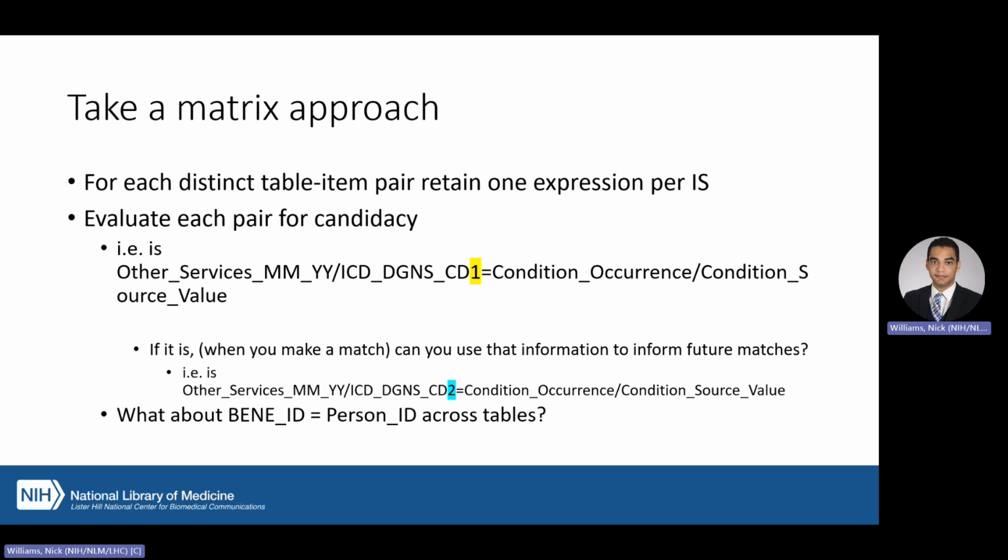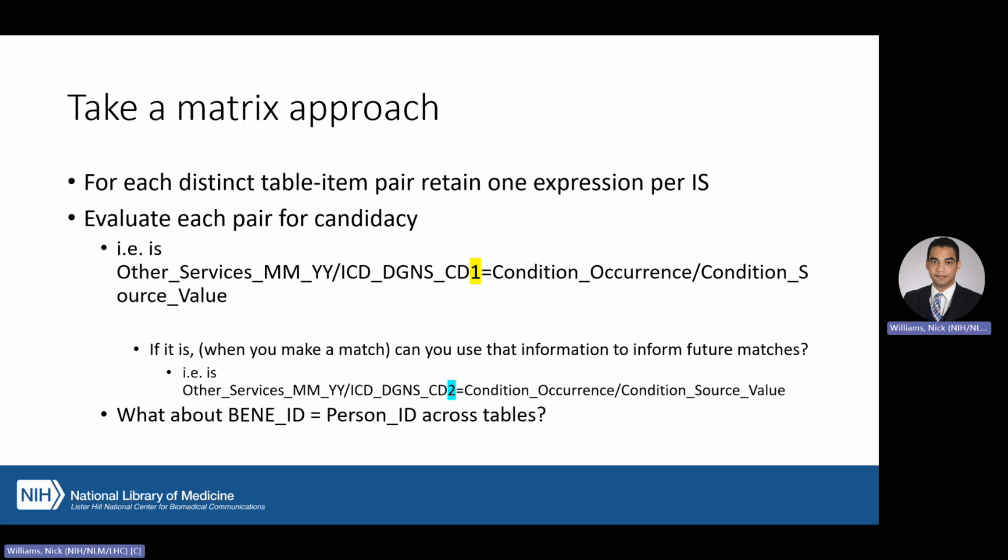Now, if it is a match, you could actually use that information to inform future matches. For example, there are many DGNS CD2s and 3s and 4s. There are many diagnosis codes on a TAF claim, actually, lots of them. So that information might be really helpful if you were further trying to evaluate if DGNS CD2 also goes to condition occurrence and also goes to condition source value. Towards a more complex issue, you might think about, does Benny ID equal person ID across all tables? In that case, it really doesn't.